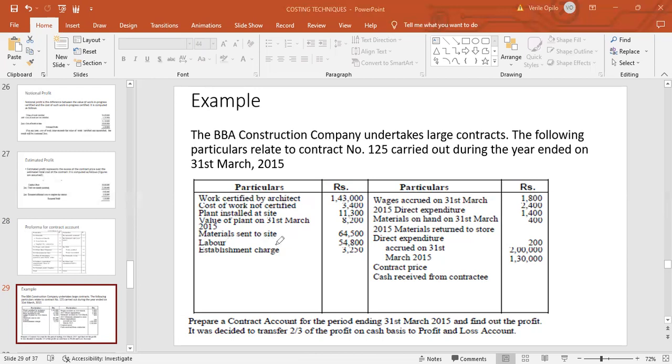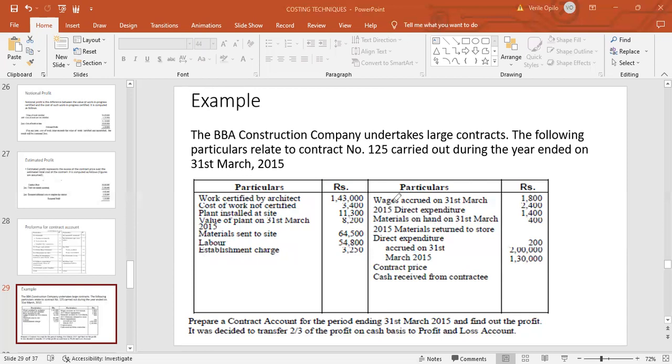Then we have the materials that were sent to the site, equal to 64,400. Labor costs incurred were 54,800. And then the establishment charge is equal to 3,250. This is another common cost that you're likely to find during contract costing. And because it is an expense, it is going to appear on the debit side.